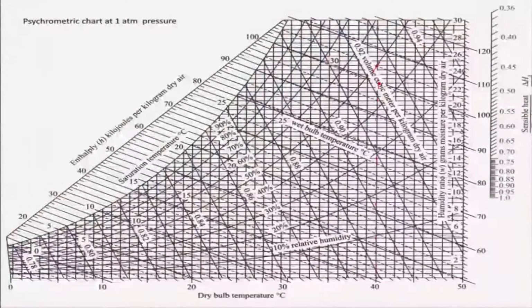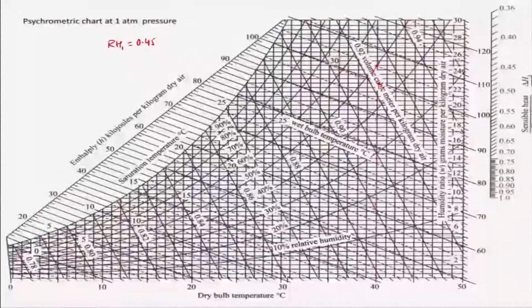Let us say that the relative humidity in this case, RH1, is equal to 0.45. Earlier, how much did you get? It was 0.497. So that is the error. By calculation we got 0.497, you can say it is 0.5, but here it is 0.45. There is an error in that.